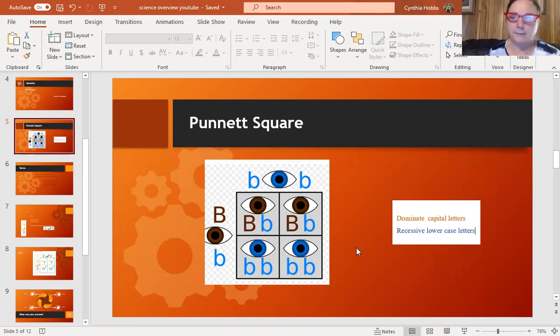So copy that down. And if it helps, go ahead and draw the little eyes. I like this. I actually found this off of clip art. I thought this was pretty cool. You have 2 lowercase b's, uppercase B and a lowercase b.